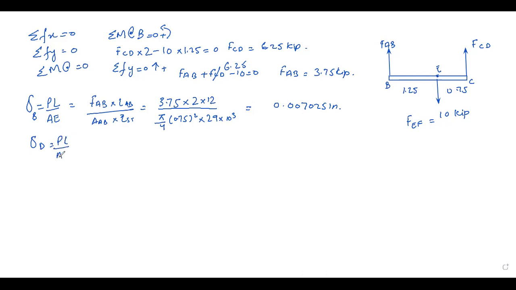Likewise at D, we have PL over AE. So we can represent P by force. So we can say FCD multiplied by the length of CD divided by the area of CD multiplied by E of steel.